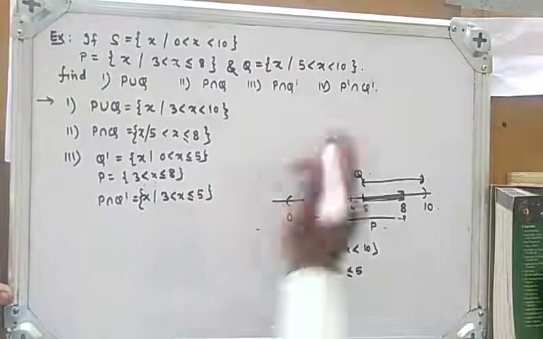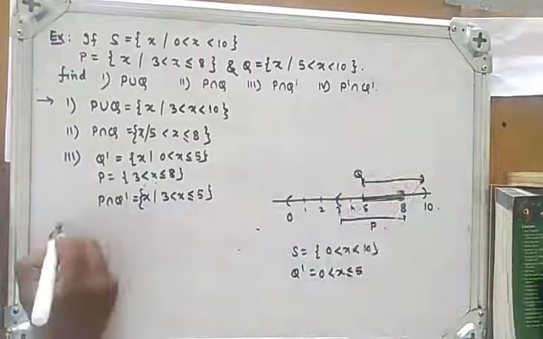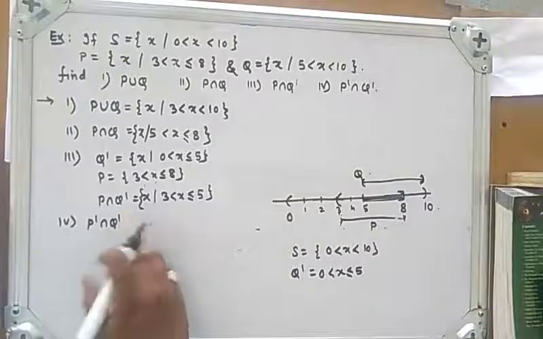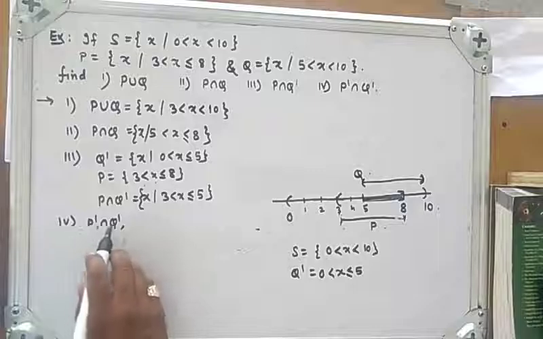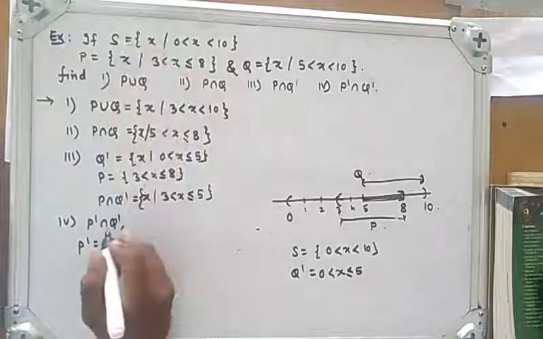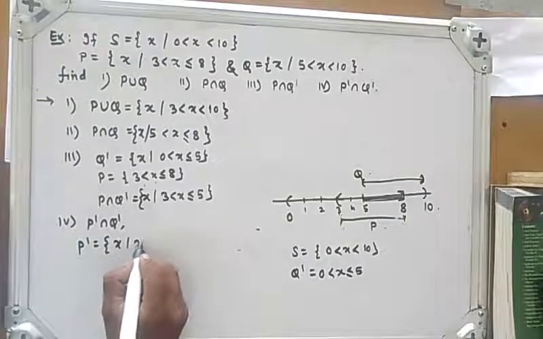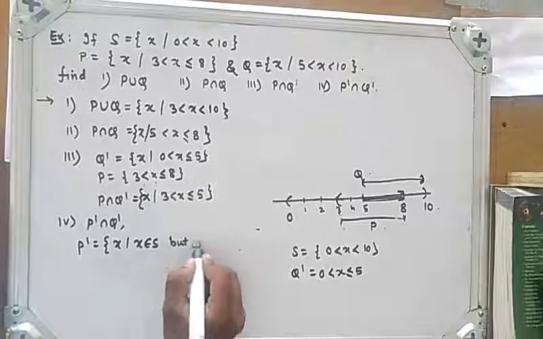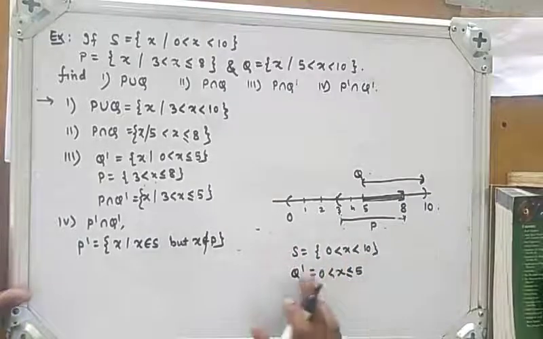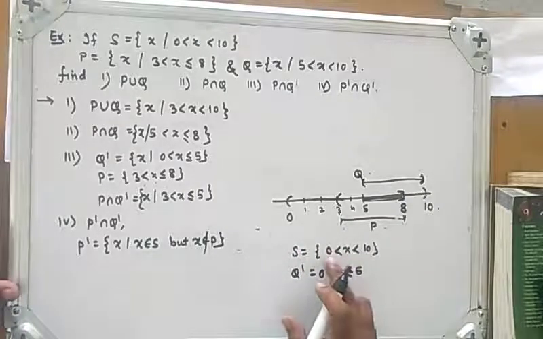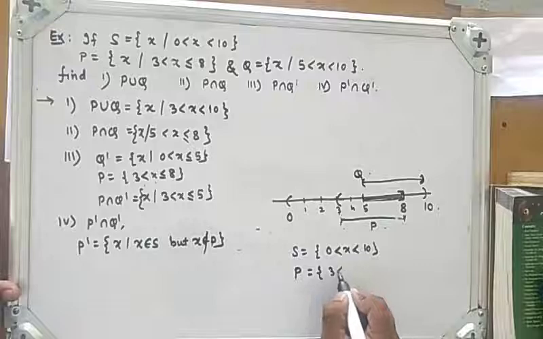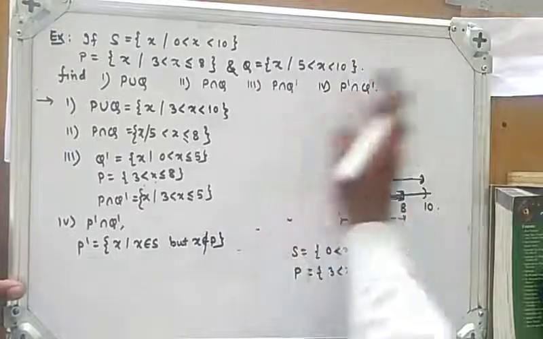Now the fourth one, P complement intersection Q complement. Before that, we have Q complement. Now to find P complement in sample space S, we have the definition: X such that X belongs to sample space S but X does not belong to P, right? So this is the definition. Here our sample space is 0 to 10 and our event P is 3 less than X less than or equal to 8.